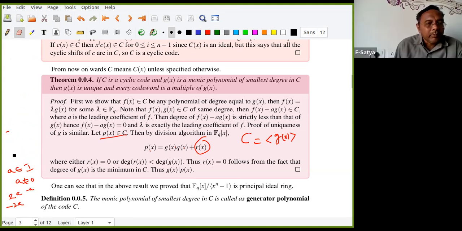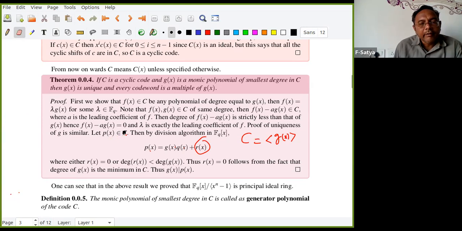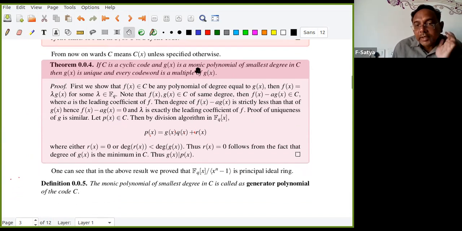So why did I tell this example? If you still have some doubts, you check how we proved that every ideal in Z is principal. That is the same thing I'm doing. Okay. So generally people take a monic polynomial of smallest degree, right? If I do not take monic, then what happens? If I only take the smallest degree, then I do not get monic uniqueness.